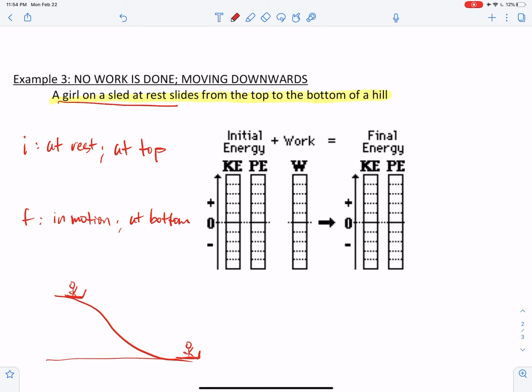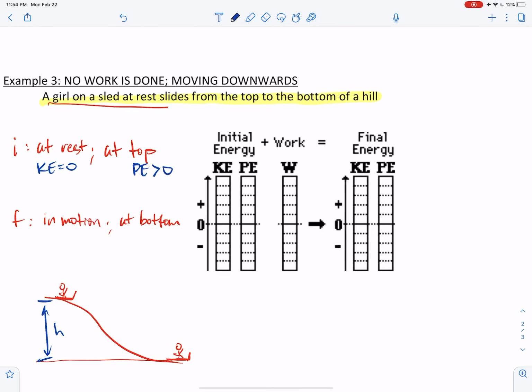Okay, being a little bit more specific about what those mean for her energies. Well, if she's at rest, her kinetic energy is 0. But if she's at the top of the hill, she's going to have some sort of height here, right? So she is going to have some potential energy due to that height. And I'll just write it over here as a reminder. So kinetic energy is 1/2 mv squared. Potential energy is mass times gravity times height. I'm talking about gravitational potential energy. Okay, so kinetic energy is largely dependent on velocity. Potential energy is largely dependent on height.